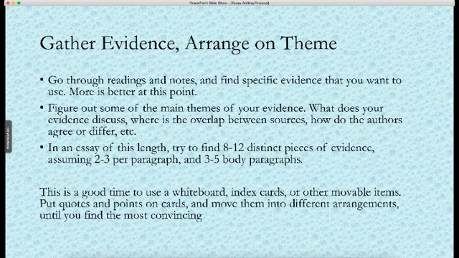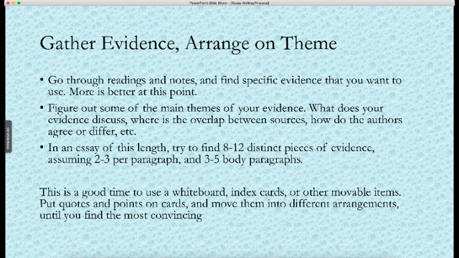Once you've decided what essay you're writing and formed your initial impression of the materials, now's the time to gather your evidence and arrange it based on theme. So go through your readings, go through your notes, go through the examples, flip through the class discussions, that sort of thing. We're trying to basically accumulate everything we can at this point. More is better. Take a look at the main themes of your evidence. What does your evidence discuss? Is there overlap between sources? Do the authors disagree? Agree?